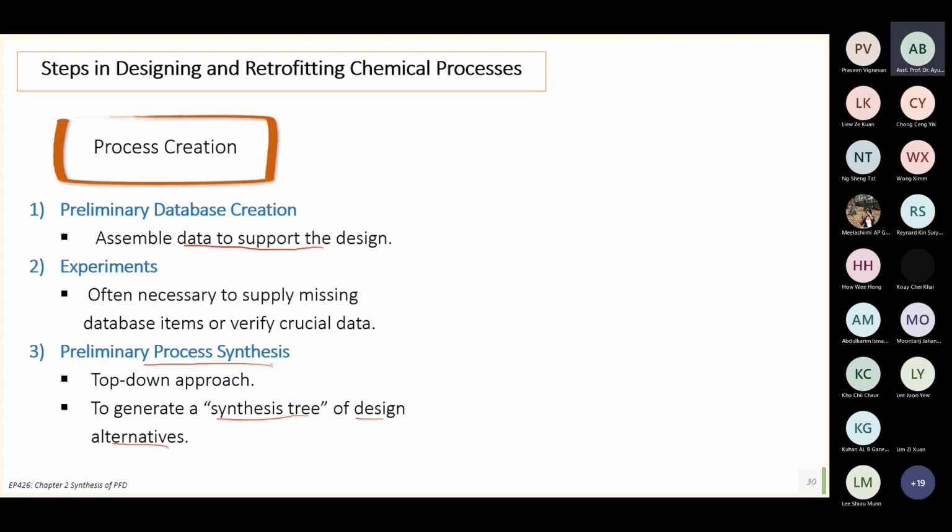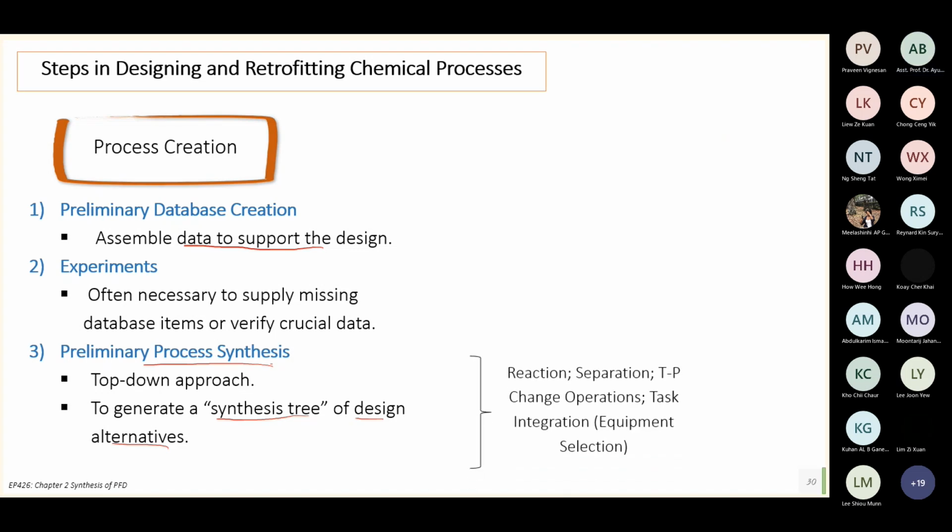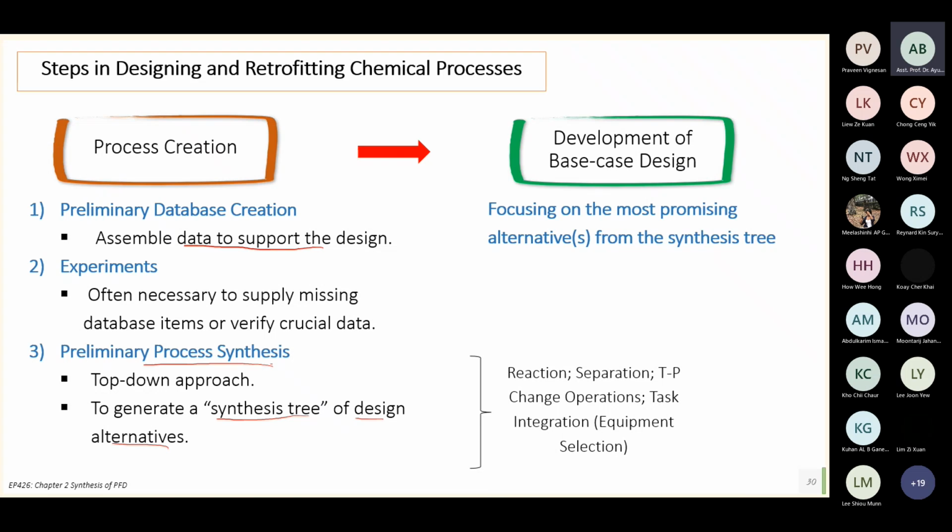So what are the parameters you need to identify and evaluate? There are many parameters. For modification of adsorbent, there are many processes to modify, so select which one is the best for you. After that, you come out with the development of the base case design. Once you select the most feasible process, then from there develop the base case.